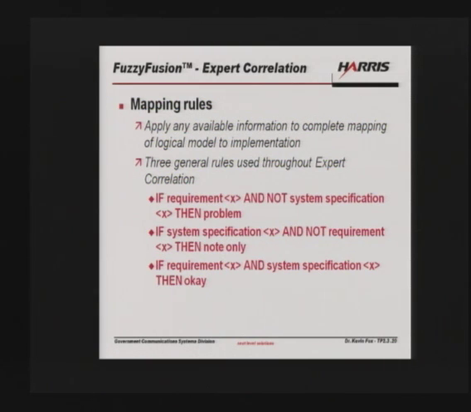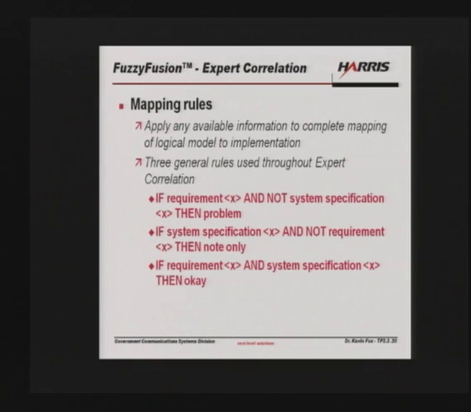Then we looked at mapping, right? How did we have to map, or what did we need to fill out the logical model, okay? And this is what we did through expert correlation at this point, right? If it's a requirement and it's not in the system specification, then I haven't specified the system correctly. Because in theory, every requirement should be in the system specification. If it's not, I have a bad design.